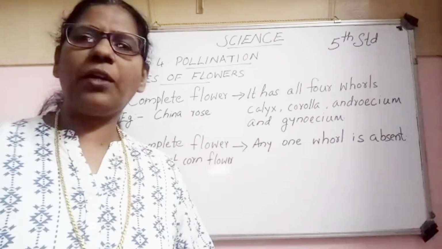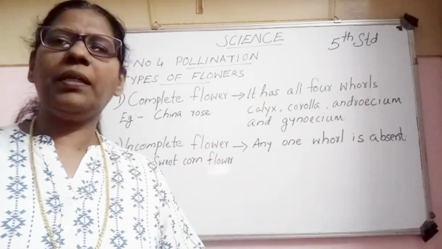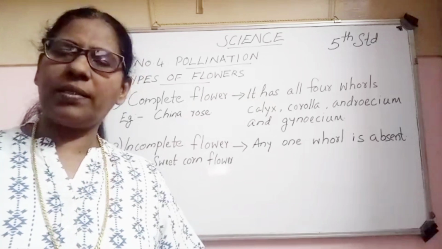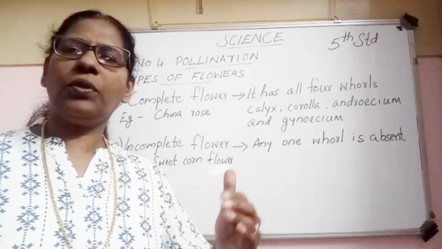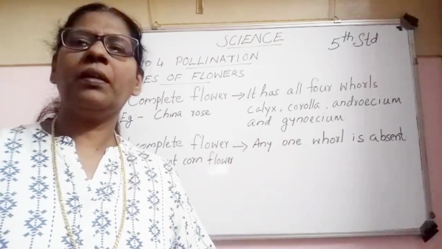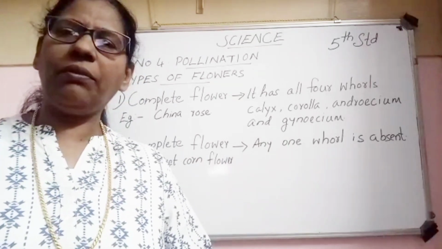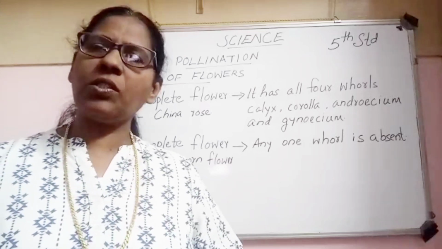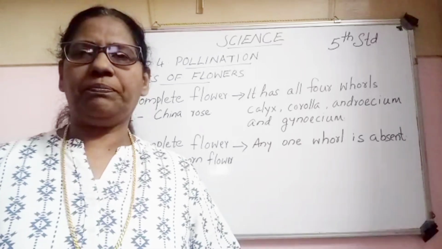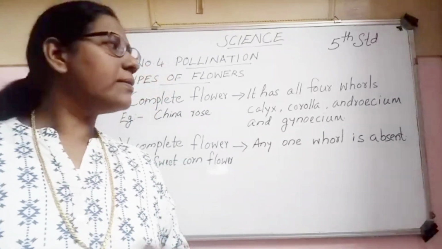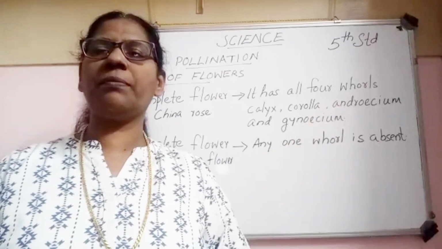In the last video, we learned what calyx, corolla, androecium and gynoecium are. I would like to recollect that again. What is calyx? The sepals are collectively called calyx. Now what is corolla? Petals are collectively called corolla. Now the third whorl is androecium. What is androecium?